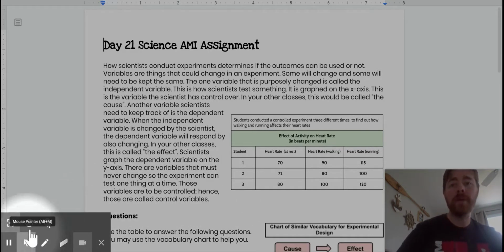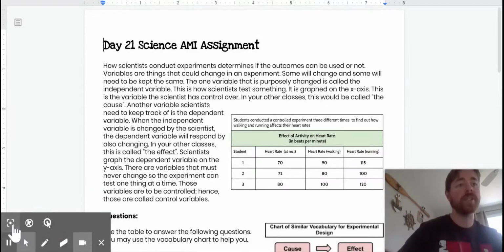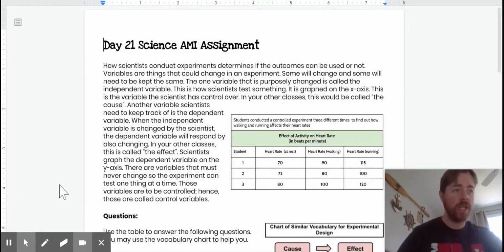So an independent variable, that's the thing that we're studying. That's the thing that the scientist changes on purpose to see how it affects something else. It's the cause. What gets affected that we're paying attention to is called the dependent variable. The dependent variable is changed because the independent variable is changed. Independent variable always graphed on the x-axis. Dependent variable always graphed on the y. Independent is our cause. Dependent is our effect.